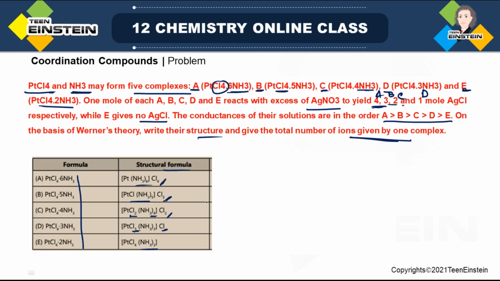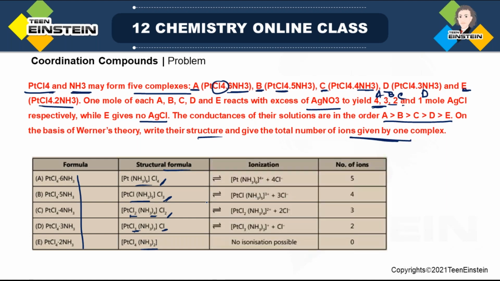Now the conductance order is given. On the basis of Werner's theory, you have to find the total number of ions. Now conductance is directly proportional to the number of ions. That means if it is maximum for A, here the number of ions is maximum.